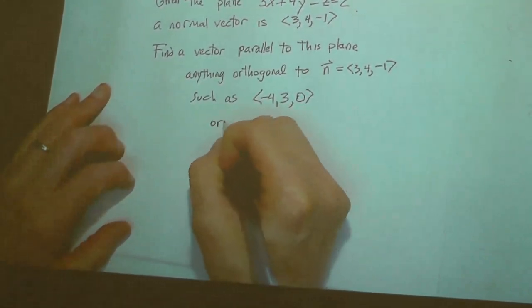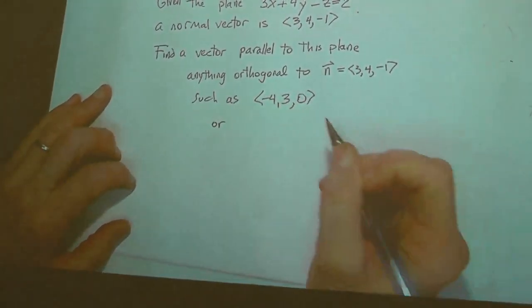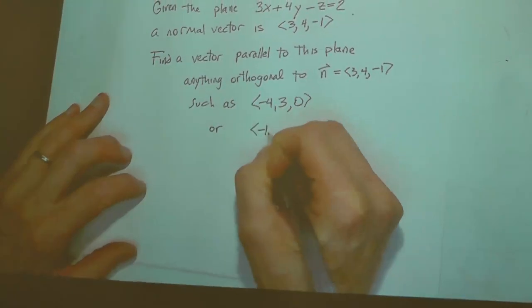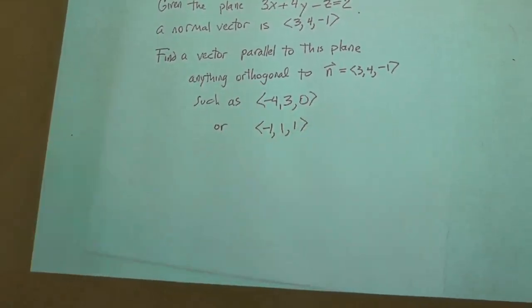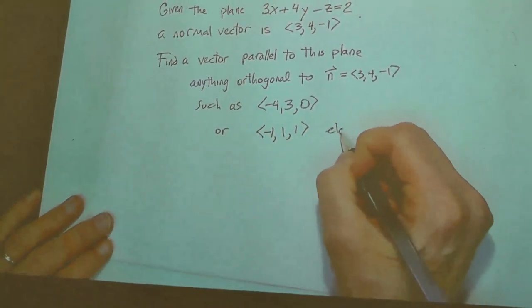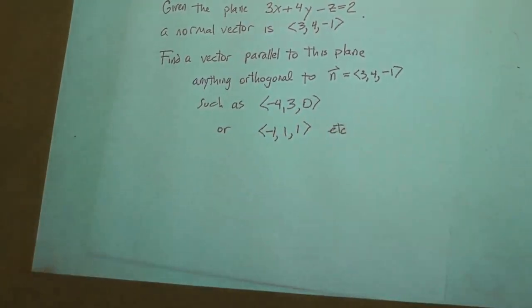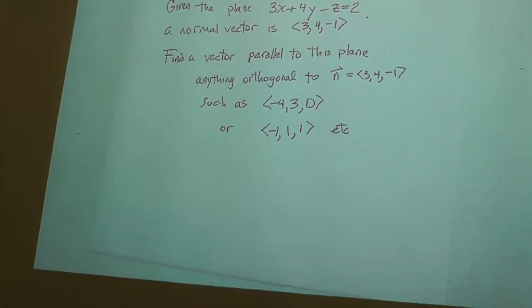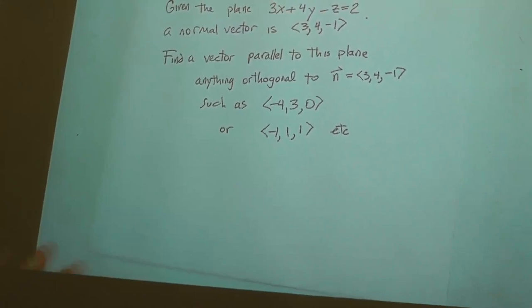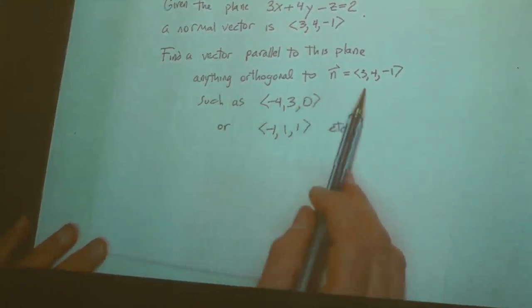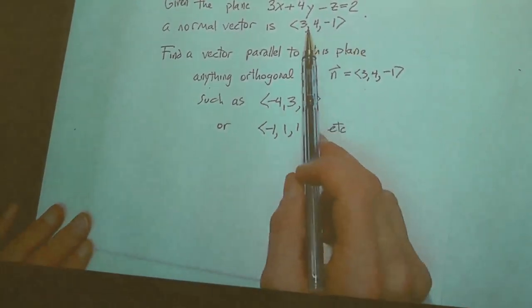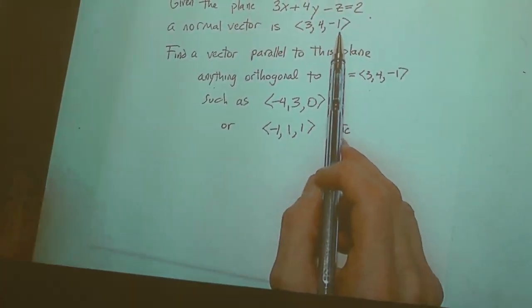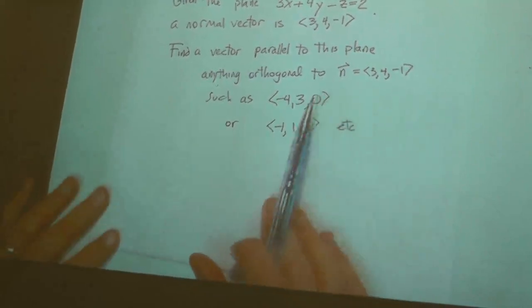Negative 1, 1. One works, etc. Just anything that's orthogonal to your normal vector. Now, I put this problem on tests, and invariably somebody will give me the normal vector as the answer. Keep in mind what you're looking at.